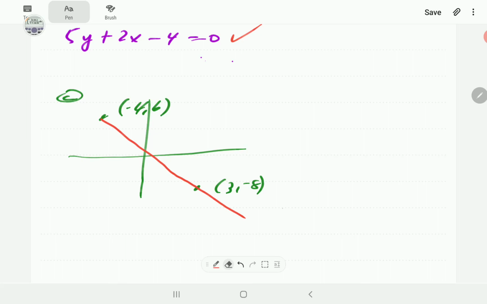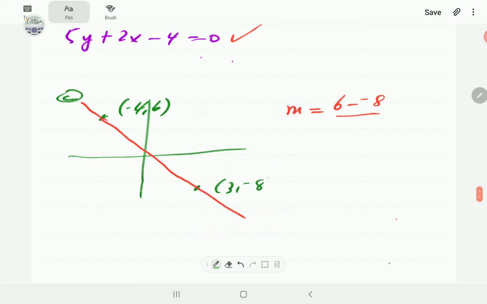From this rough sketch, we can see that we expect the gradient of this to be negative, because it's a bit like a backslash. So this time the gradient is not given, but we're given 2 points, so we can calculate the gradient. So that's exactly what we do. So we're going to do 6 minus negative 8. So we're doing this minus this.